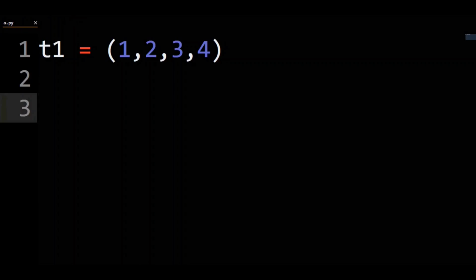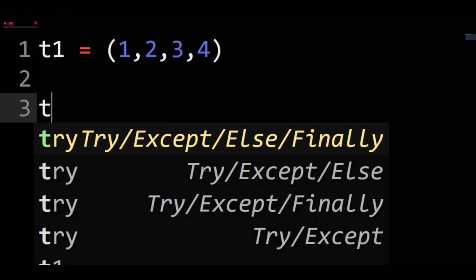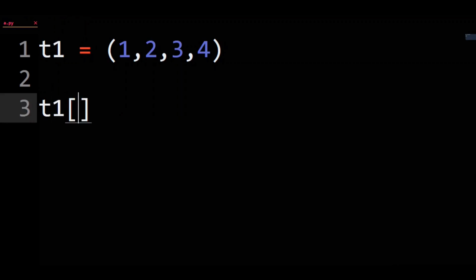Just a refresher on how indices work in Python, 1 is at index 0, 2 is at index 1, and so on to the end of T1. Let's write T1 square brackets 1 colon blank. Then close the square brackets. What this is doing is giving us a slice of T1 that starts at the element at index 1, in this case 2, then goes to the end of the tuple.